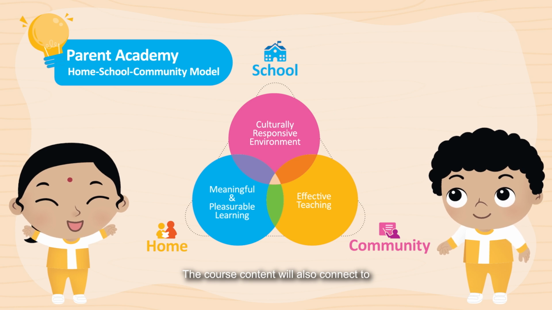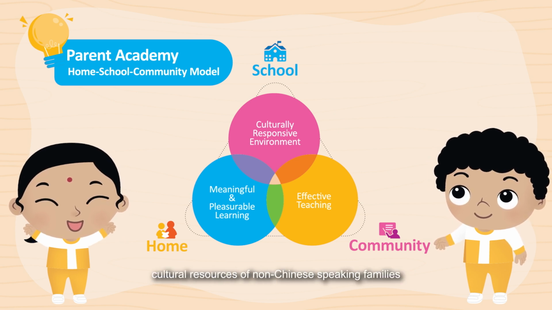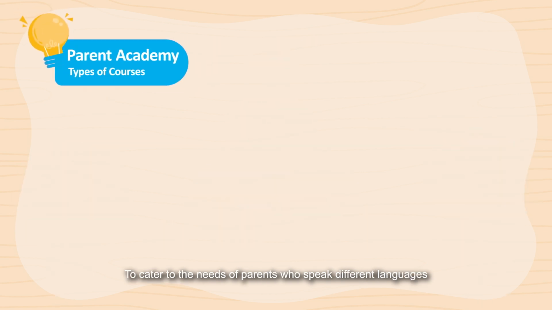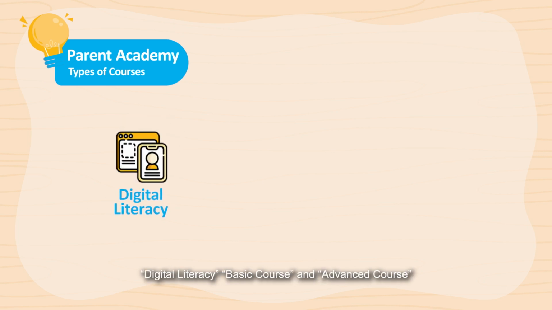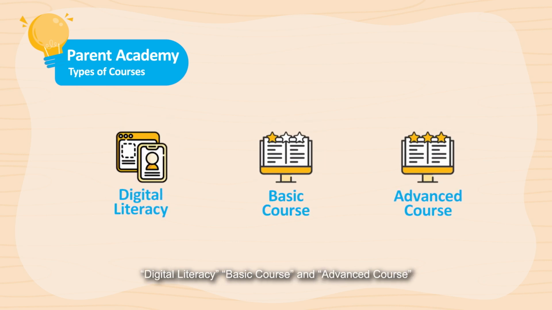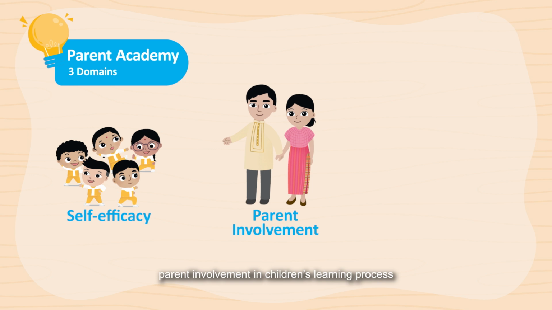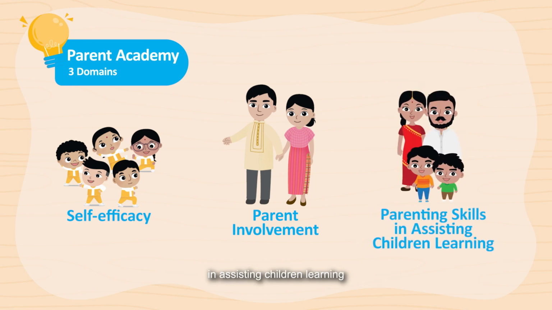The course content will also connect to the ethnic backgrounds and cultural resources of non-Chinese speaking families. To cater to the needs of parents who speak different languages, come from different cultural backgrounds, and have different capabilities, the courses are divided into 3 major categories: digital literacy, basic course, and advanced course, with gradually increasing difficulties. This increases the self-efficacy and parent involvement in children's learning process and improves parents' parenting skills in assisting children learning.